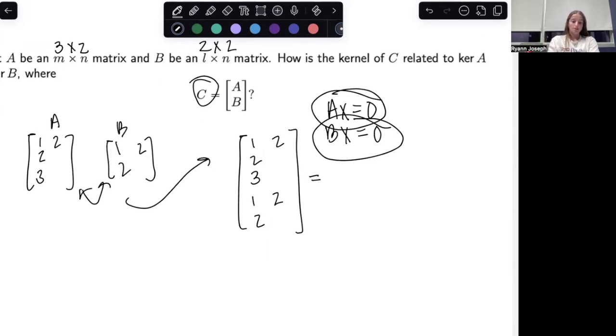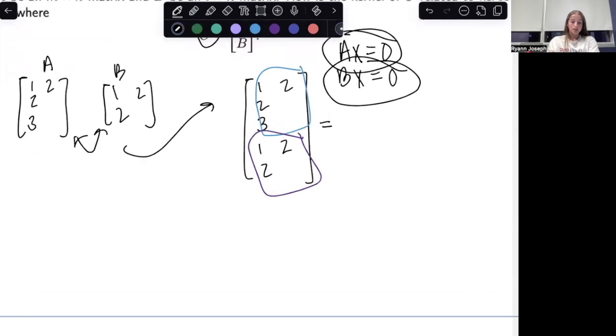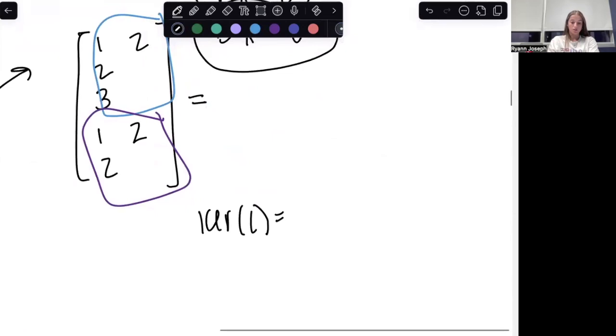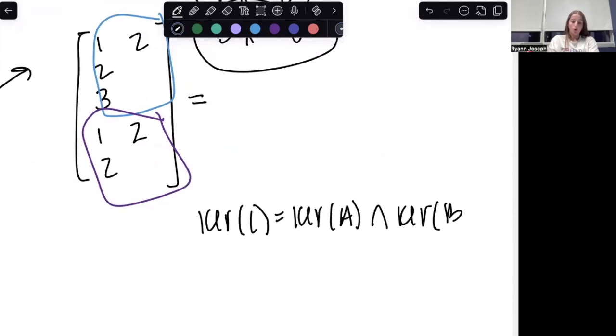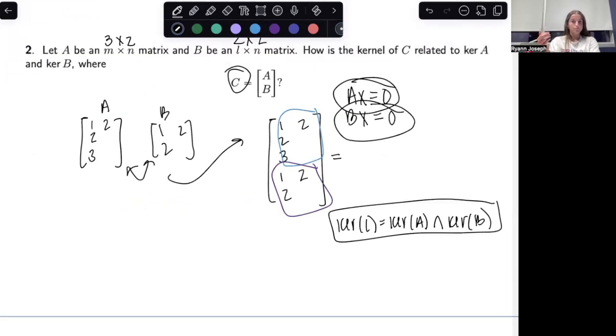So anything that makes this set AX equals 0 and this set equals 0, then it's going to make CX equals 0. So you can think of the kernel of C being the intersection of the kernel of A and the kernel of B, because it's asking for both of them to be true. What sets both of them equal to 0? So it's the intersection, the and.